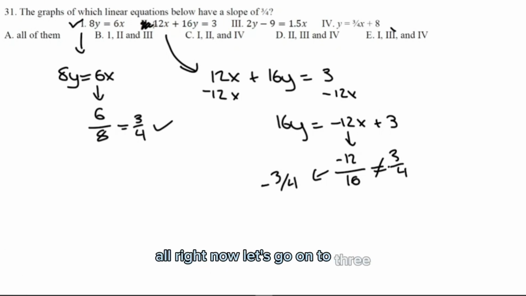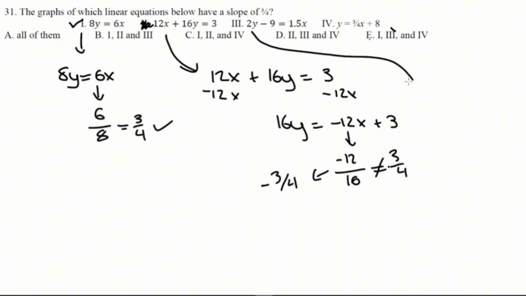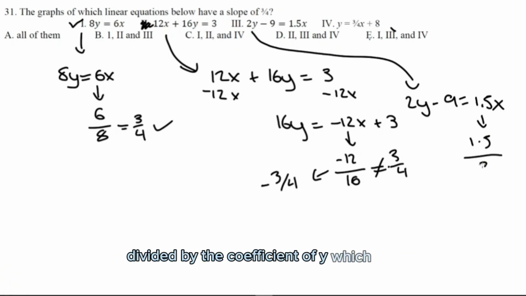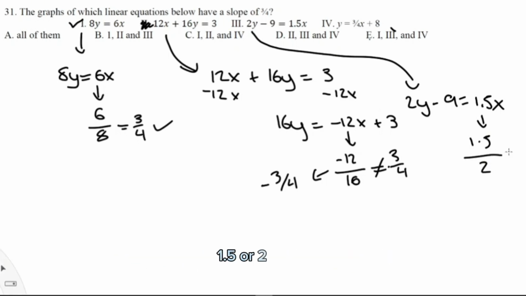Alright, now let's go on to 3. So we already have this in the formula 1. 2y minus 9 equals 1.5x. Alright, so that's just the coefficient of x, which is 1.5, divided by the coefficient of y, which is 2. 1.5 over 2, yes, that is equal to 3/4. So 3 also works out.